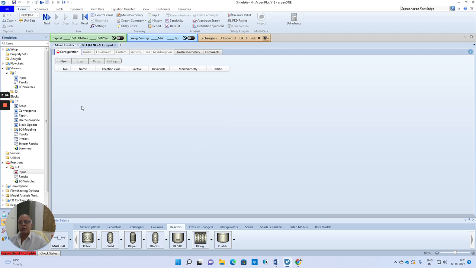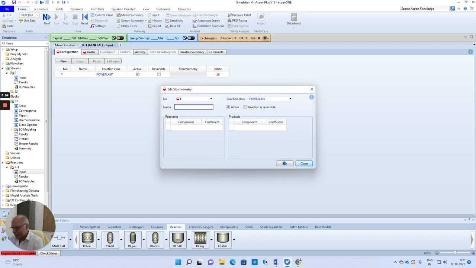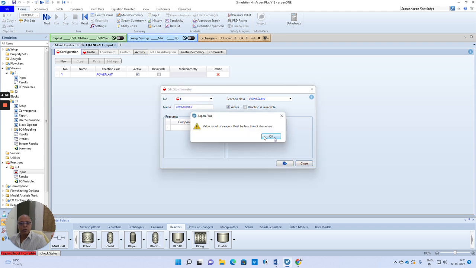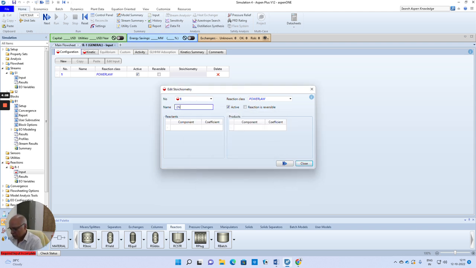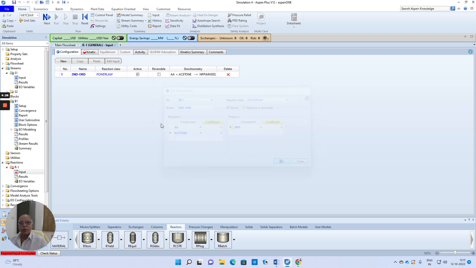So still we have not supplied the kinetic information and the stoichiometry. So it's a second order reaction. So you know the stoichiometry. Allyl alcohol, stoichiometric coefficient is 1. Acetone, it is also 1. And the product is NPP, N-propyl propionate, whose coefficient is also 1. So we have defined the stoichiometry.